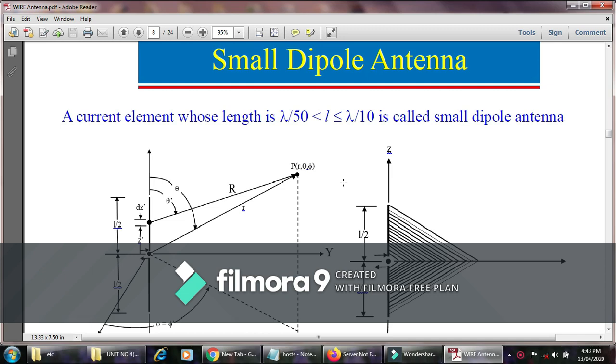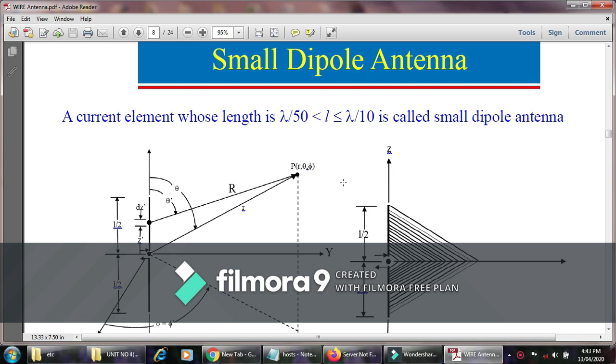Manu. Today we are going to discuss the small dipole antenna. In my previous video, we understood and learned about the infinitesimal type of antenna. So today we will discuss the small dipole antenna. First we see which antenna is called the small dipole antenna.